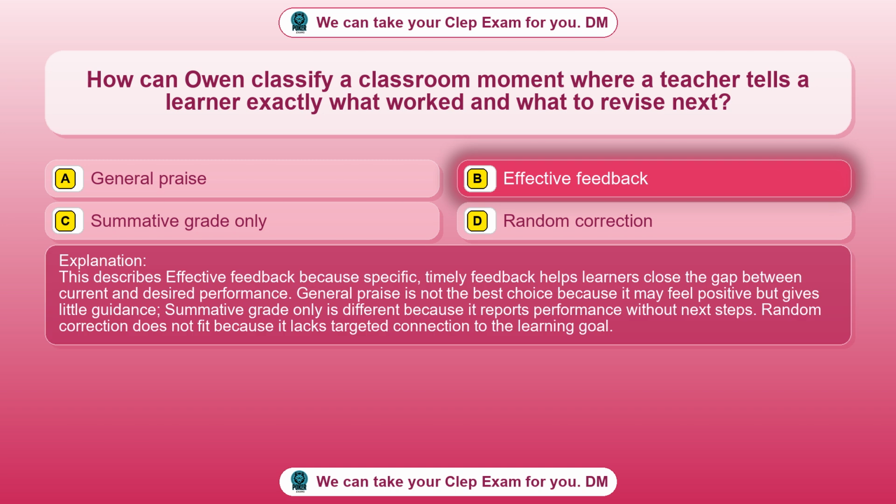This describes effective feedback because specific, timely feedback helps learners close the gap between current and desired performance. General praise is not the best choice because it may feel positive but gives little guidance. Summative grade only is different because it reports performance without next steps. Random correction does not fit because it lacks targeted connection to the learning goal.